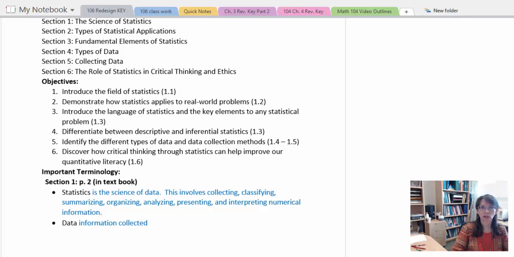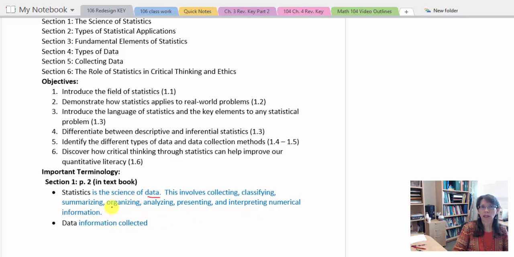Let's take a look at the first section. In section 1, we'll define the term statistics and data. Statistics is simply the science of data. This involves collecting, classifying, summarizing, organizing, analyzing, presenting, and interpreting numerical information.